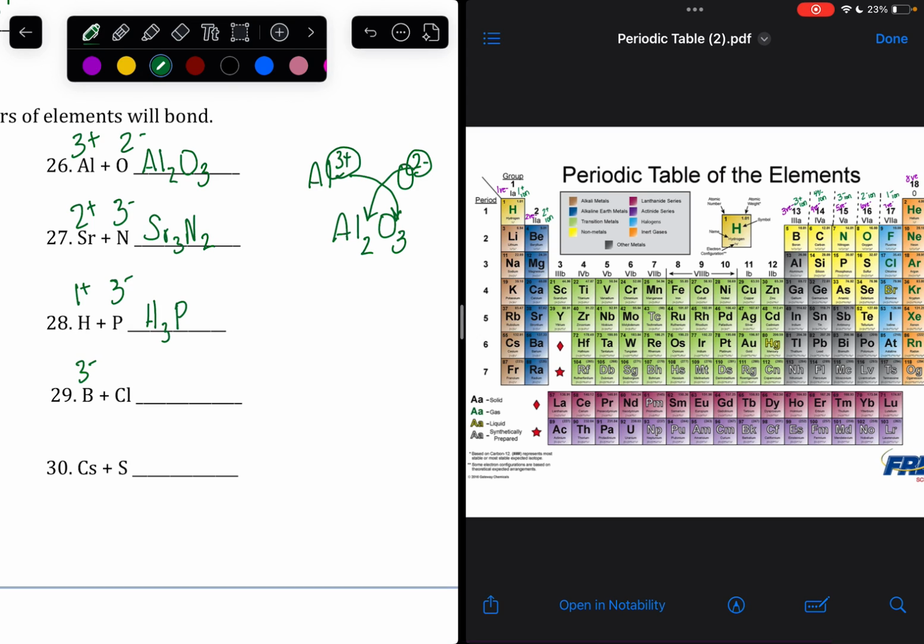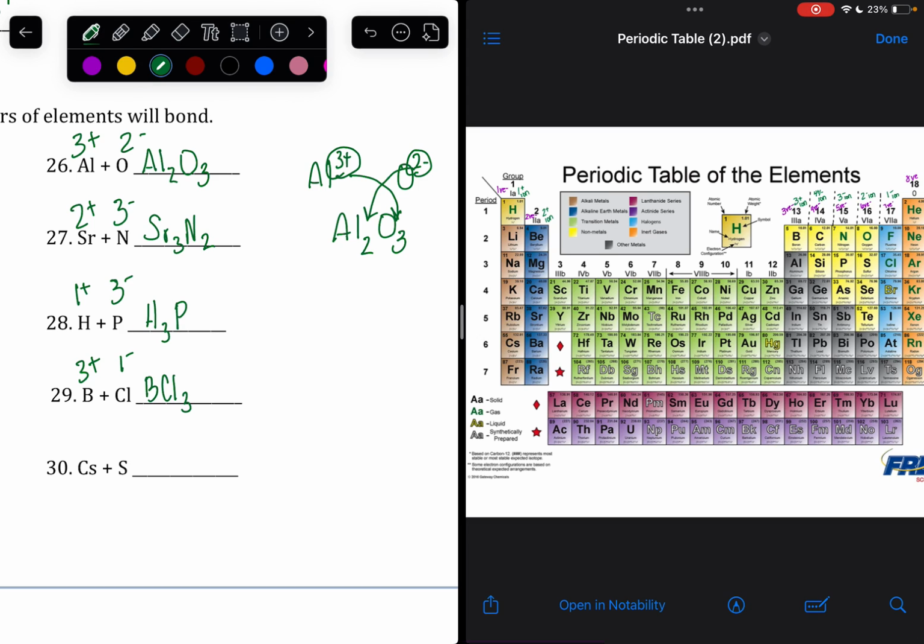Boron has a 3+ charge. Chlorine is in group 17 with a 1- charge. Means I need 3 chlorines to balance it out. So I'm going to have BCl3. And then my last one on this page is cesium.